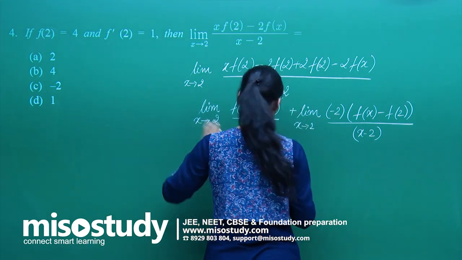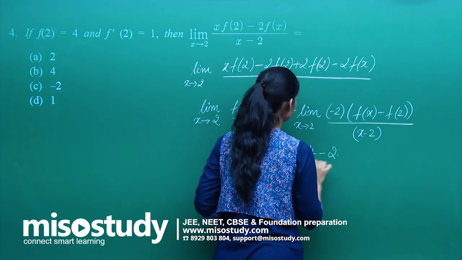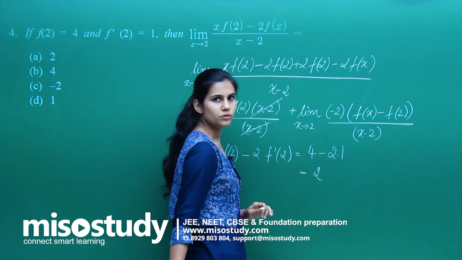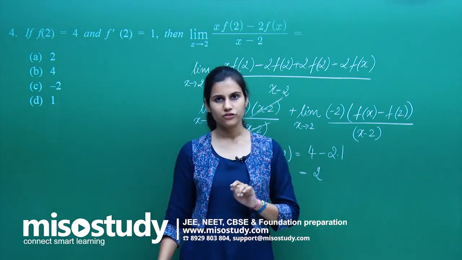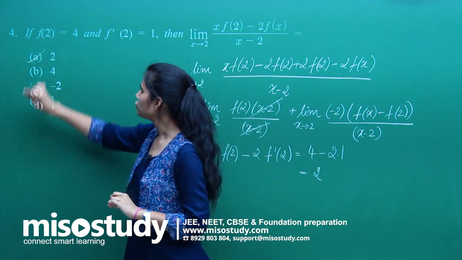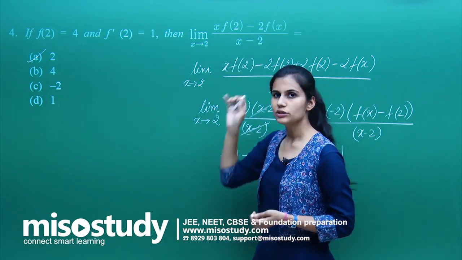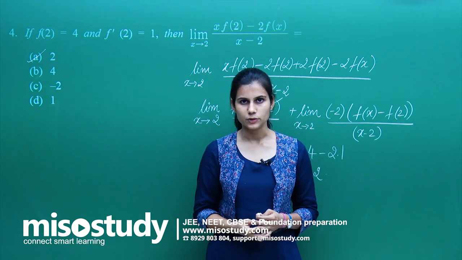F of 2 is given to me as 4. F dash 2 is given to me as 1. 4 minus 2 gives me 2. And therefore, the answer of this expression is basically nothing but 2. Easy enough. Just need to manipulate it accordingly so that you can use the very derivability definition as well.